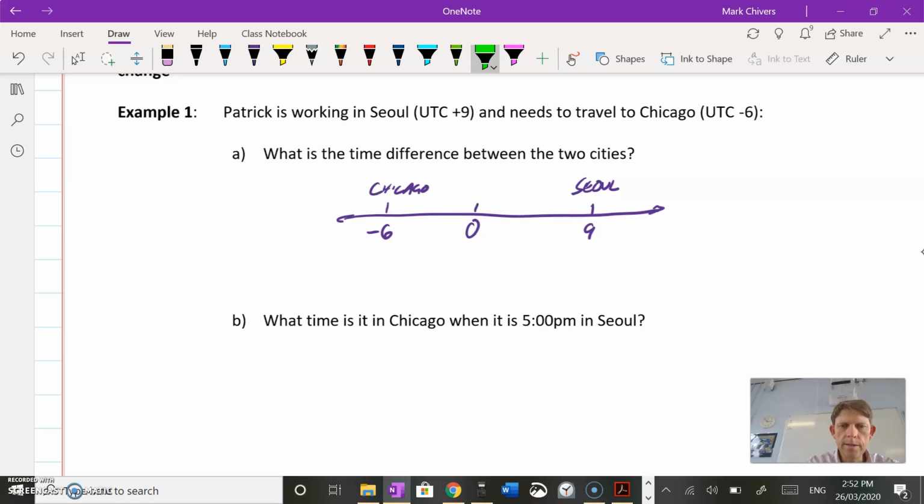Now, obviously, that means that this is the time difference I'm concerned with. And as I said in the previous lesson, if you just take the most easterly and take away from it the most westerly, the time difference is just going to be 9 minus, and remember it's minus 6. And when we minus a minus, it becomes a positive. So it would be 9 plus 6, which is 15 hours.